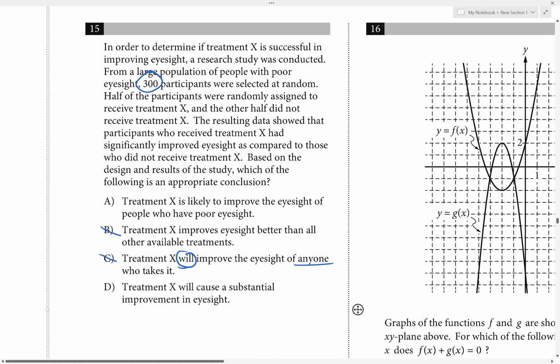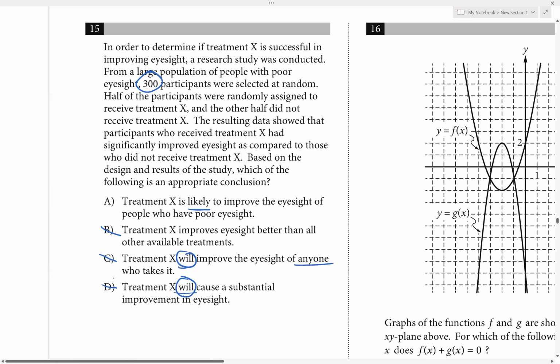Okay, let's do D. D says treatment X will cause a substantial improvement in eyesight. So between A and D, you see D is also more extreme, because treatment X will cause a substantial improvement in eyesight. Again, it will happen, so it's like 100% sure, whereas answer choice A says it's likely to happen. So D is too extreme, and it's harder to prove that.